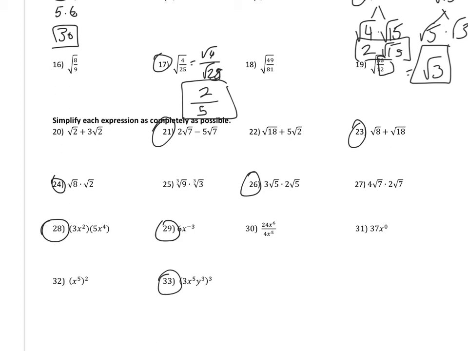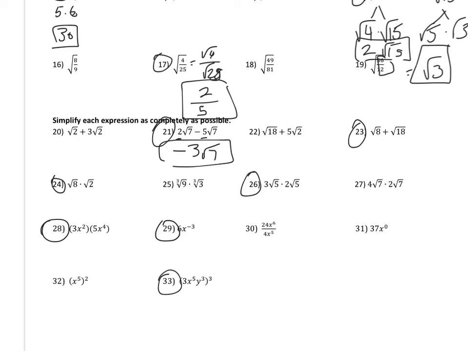Well, addition and subtraction is, you can only combine like terms if they have the same radical and the same number underneath the radical. So look at 21. I have 2 square roots of 7 minus 5 square roots of 7. So only think about the coefficients because the square root of 7 is the same. That gives me negative 3 square roots of 7.